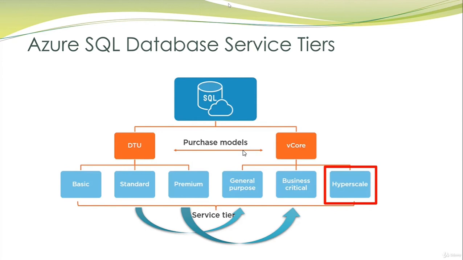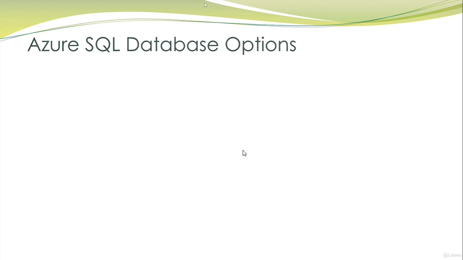Keep in mind that the Hyperscale service tier is only available for the vCore purchasing model, and basic service tier is only available in DTU purchasing model. So let's recap. In this module, we talked about three important Azure SQL Database concepts.